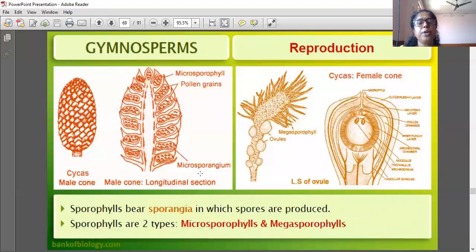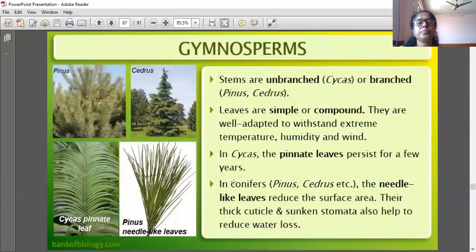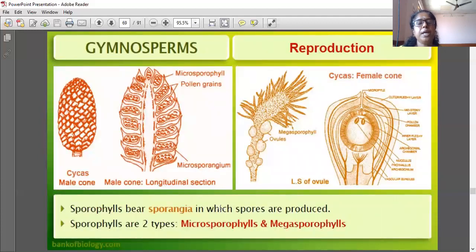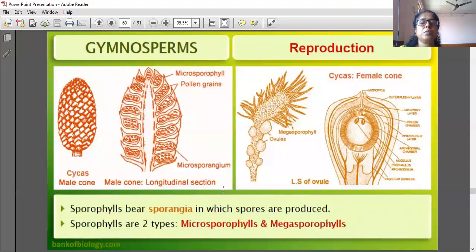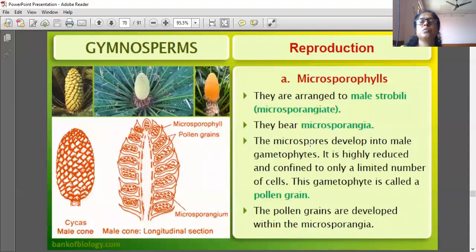Some leaves are modified into sporophylls, which bear sporangia in which spores are produced. Sporophylls are of two types, microsporophylls and megasporophylls. They are arranged to make a strobilus. Microsporophylls bear microsporangia. Microsporangia are seen only here.